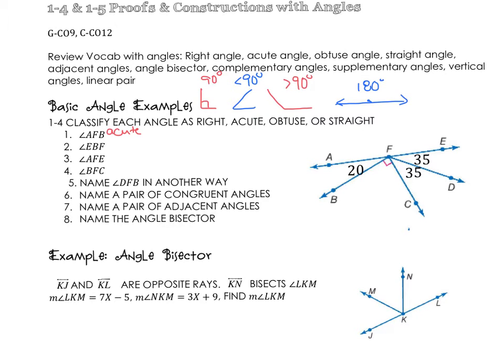Okay, the next one is EBF. So start here, I think that's going to have to be EFB. I think that's a typo. So let's change that to EFB because it's not going to work if we don't, because the vertex has to be in the middle. So that is definitely greater than 90 degrees because here's a 90 degree right there. So that has to be obtuse.